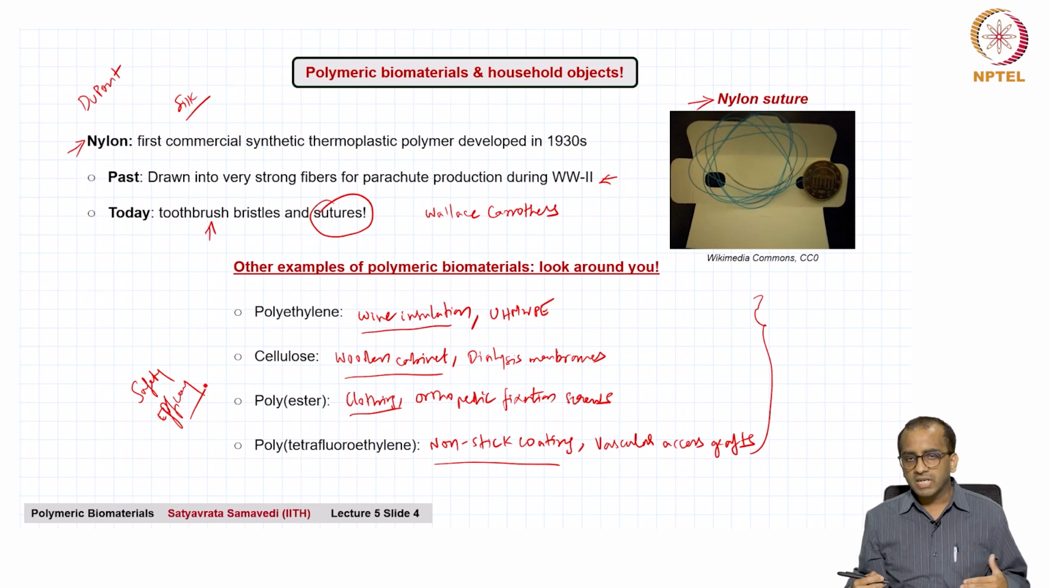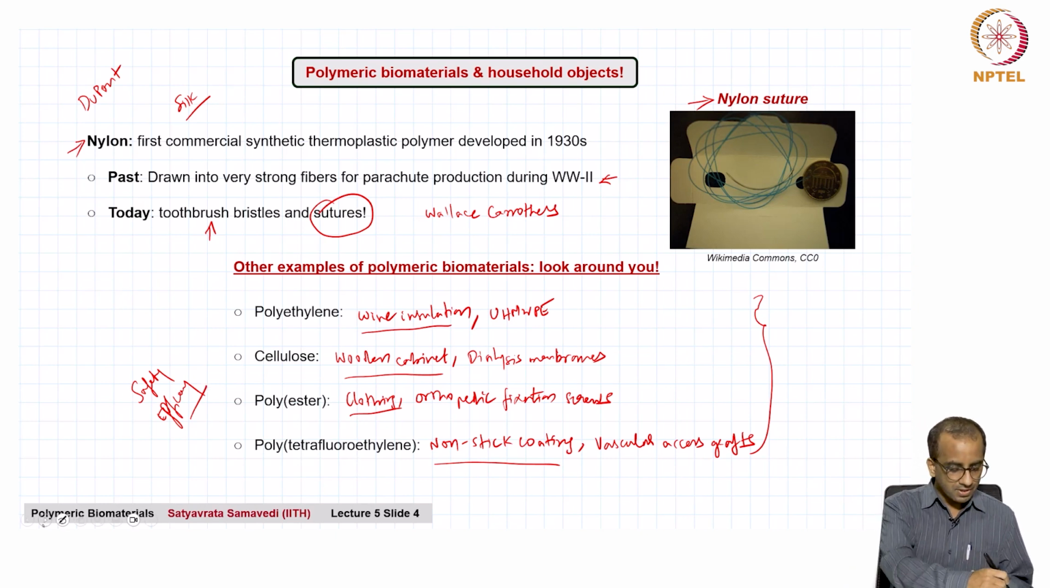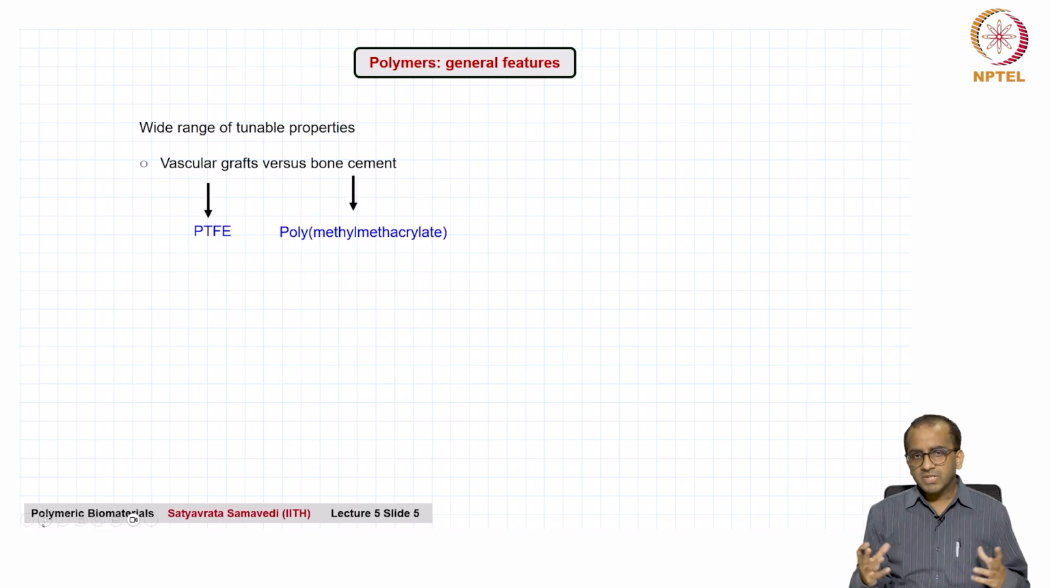These two things primarily drive clinical practice. Now, we will look at some general features of polymers. One of the things that you would have seen right away on the previous slide is we talked about polymers that could be used as liners for hip implants. We could be talking about polymers for use as vascular access grafts. We could be talking about polymers that could be used as orthopedic fixation screws.